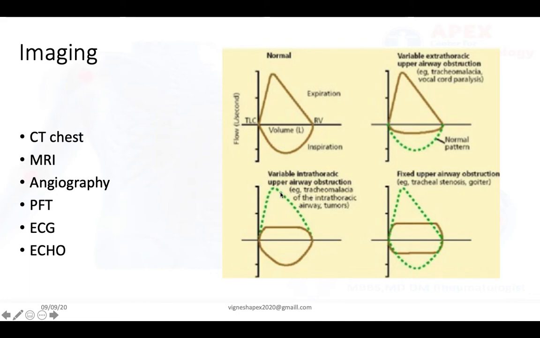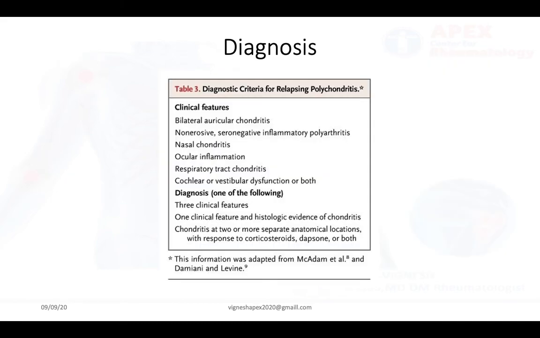Okay, but here, if the tracheomalacia is occurring in the intrathoracic cavity, now what will happen? The patient's inspiration would be normal because the extrathoracic compartment is unaffected, but the intrathoracic compartment is affected, so there will be a squaring in the expiratory loop. Okay, what if the patient has a fixed obstruction, the patient has gone for a tracheal stricture? So in that case, the boxing will be both on inspiration and expiration. So for the cardiac assessment, you can do an ECG and 2D echo.